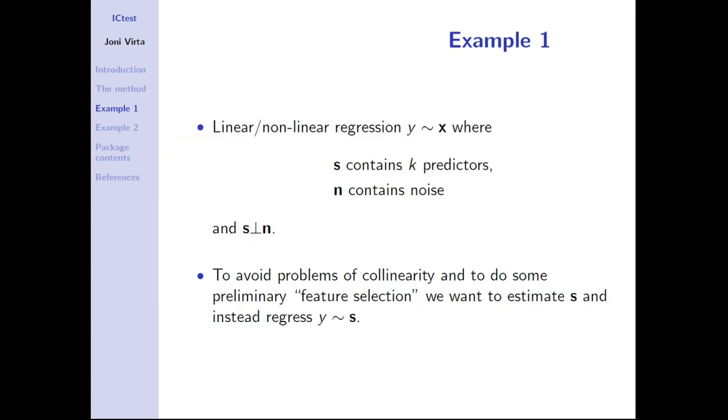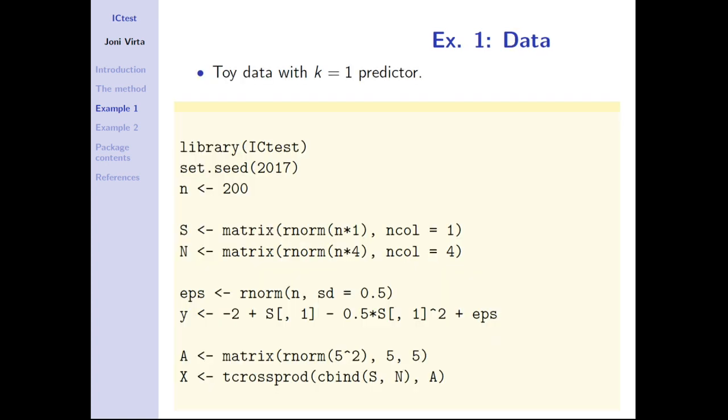So first, regression. You want to regress y on x, and now we assume that the s, the interesting part, contains k predictors, and the non-interesting part contains just some noise that doesn't explain y. And we want to estimate the s because then we avoid the problem of collinearity, and also maybe do some kind of feature selection. So, a very basic example, and now I create some data here. Because I create the data, I can choose that the true dimension is 1. So k equals 1, that is what we're trying to estimate with the package. And 200 observations, something very simple. We just go along with the model I just showed you.